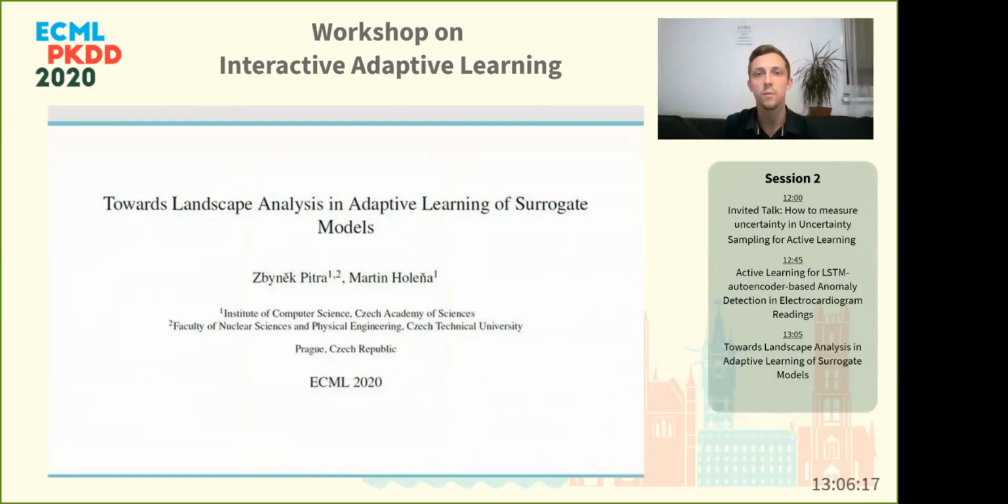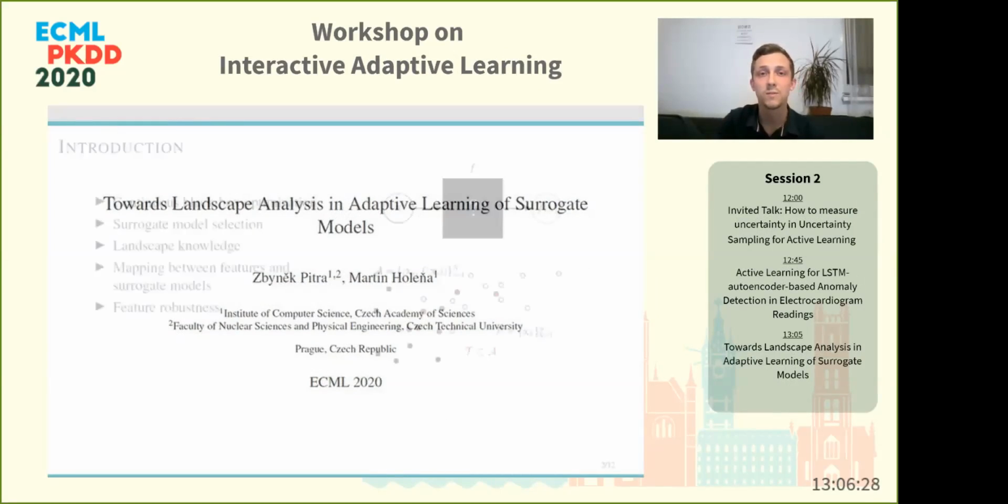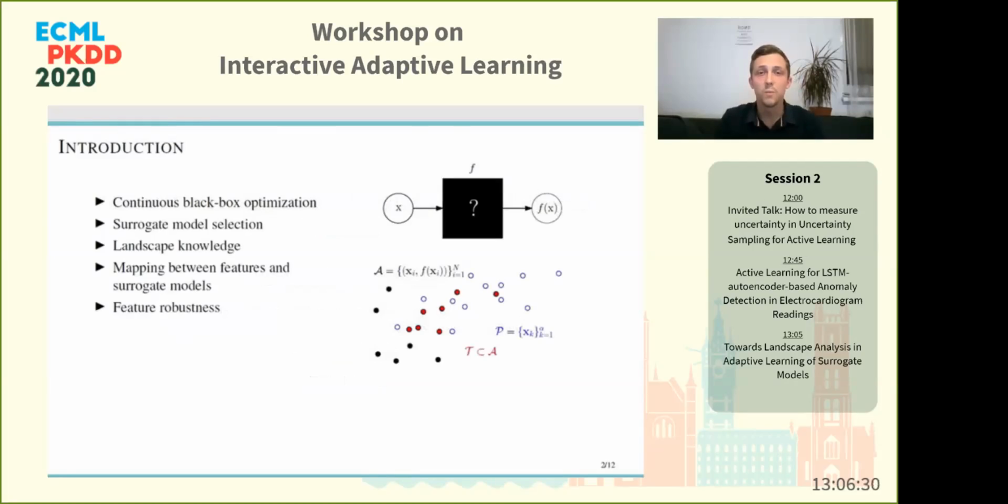I'm Stepnek Pritra from the Institute of Computer Science in Prague, and I would like to introduce you our research considering landscape analysis and surrogate models. First, I would like to give a spotlight start. We are interested in the black box optimization field, where the values of the optimized function can be gained only through some expensive experiments.